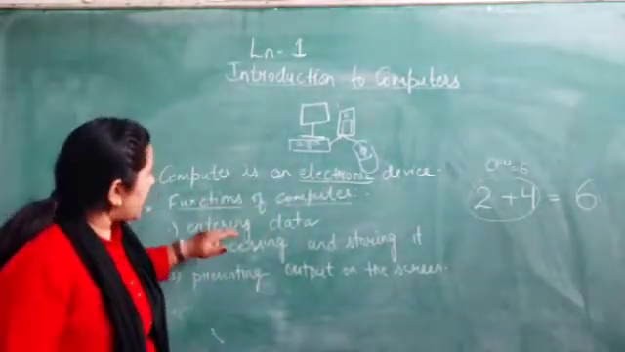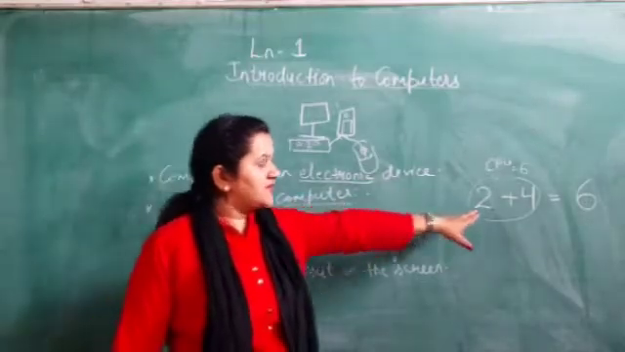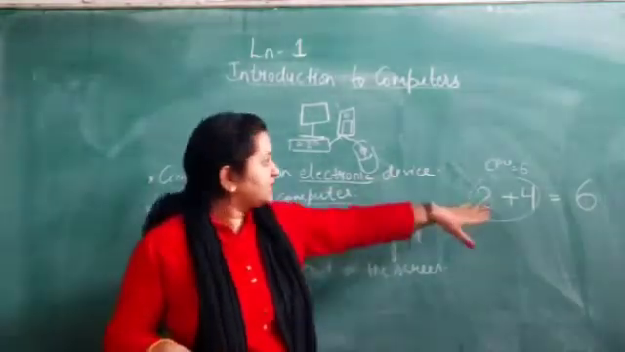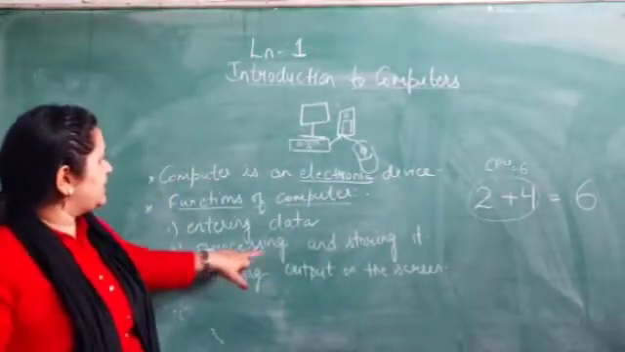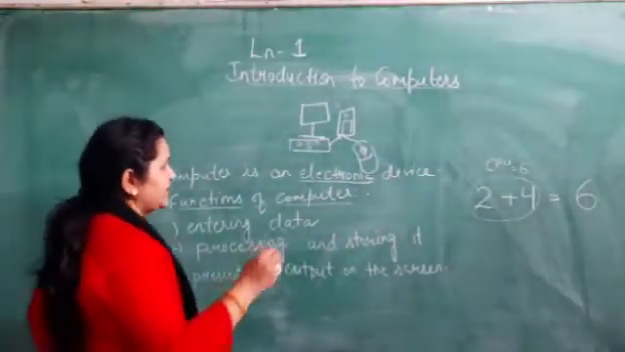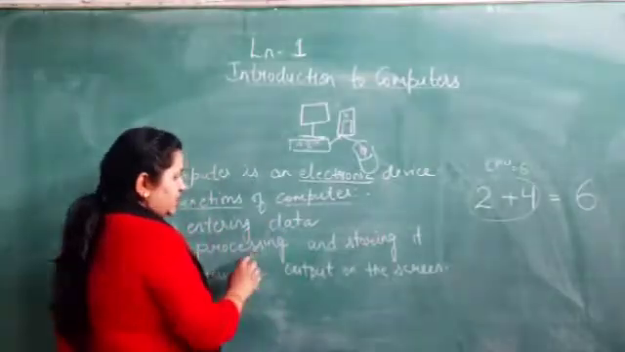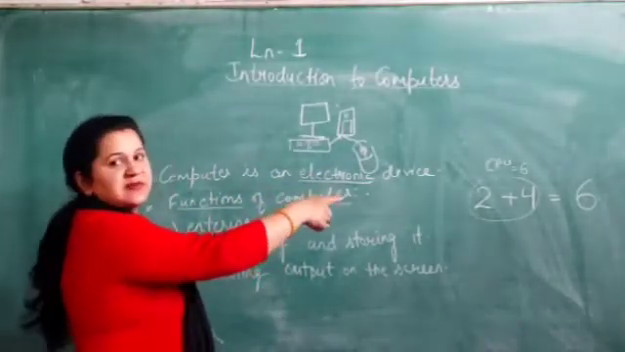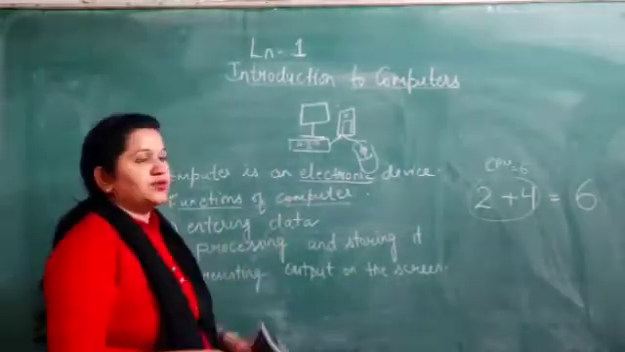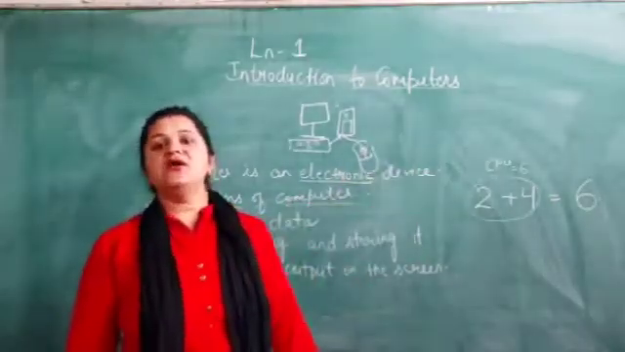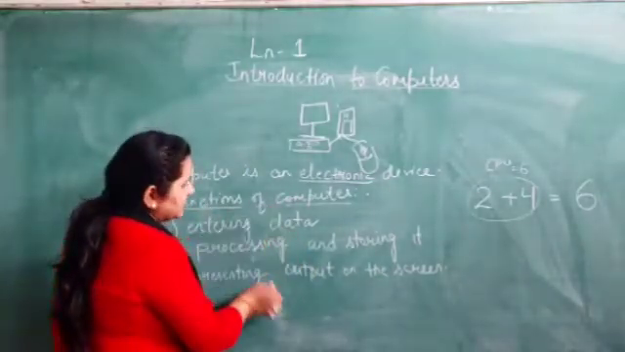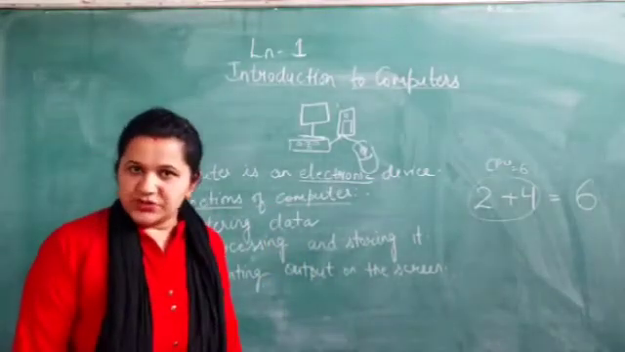So what are the functions? Entering data. I have entered the data with the help of the keyboard. I have pressed the keys on the keyboard and it is presented on the computer screen. Then what next? The CPU, processing and storing it. What processing? The answer has come out. Next, presenting output. The last step is it will present you the output on the screen. Okay, children, so these are the basic functions of a computer.